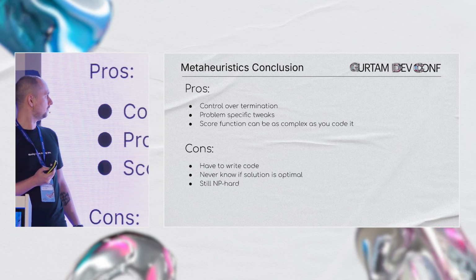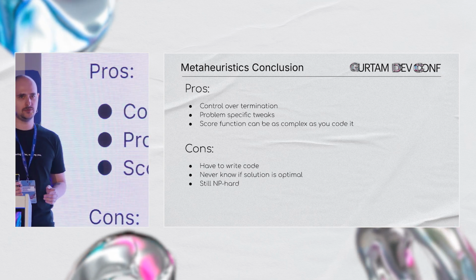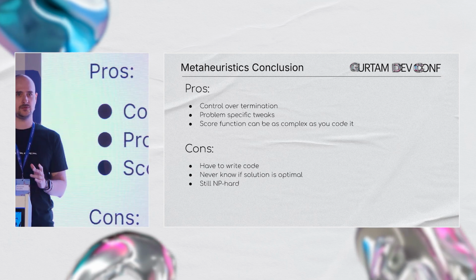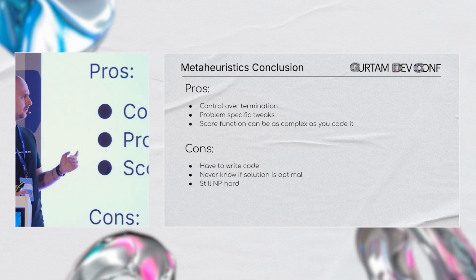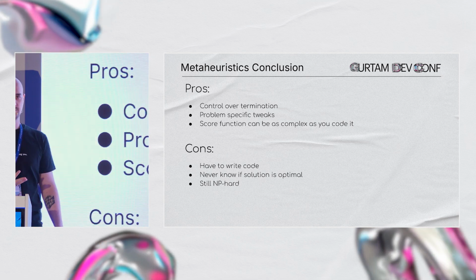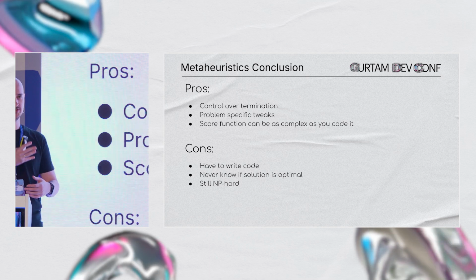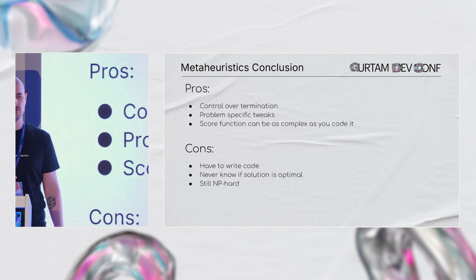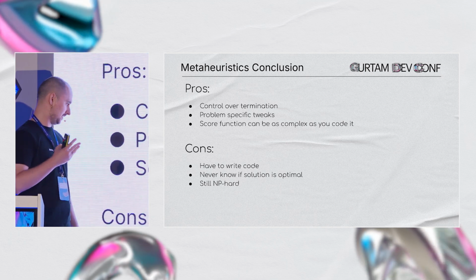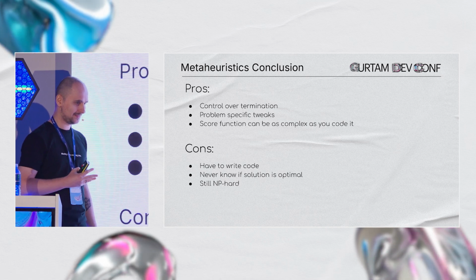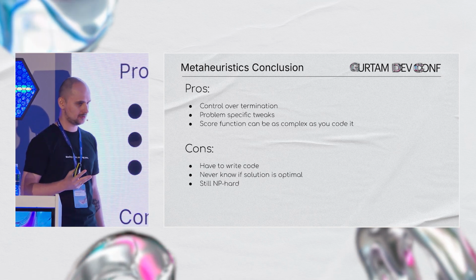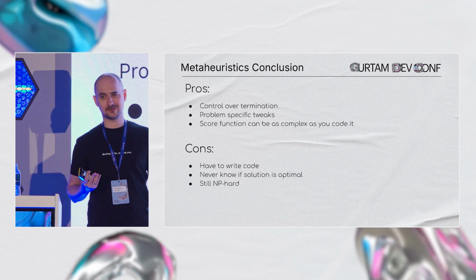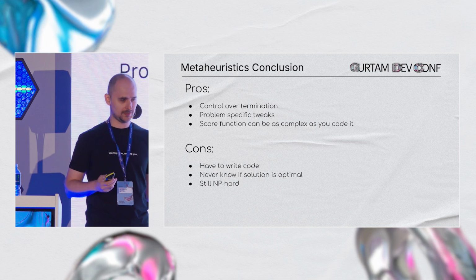And the conclusion for meta-heuristics: you have a lot of control over the termination. You can have multiple different conditions when you terminate and when you don't. You can have control over different problem-specific tweaks, pre-optimization phases, and stuff like this, and everything can be as simple or as complex as you want it. The negative parts: you have to write code. And you never know when the solution is optimal, and anyway, it's still NP hard. So finding the best solution will take a lot of time.